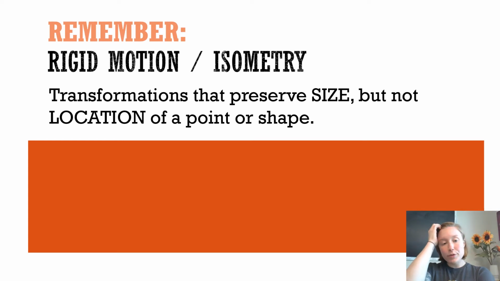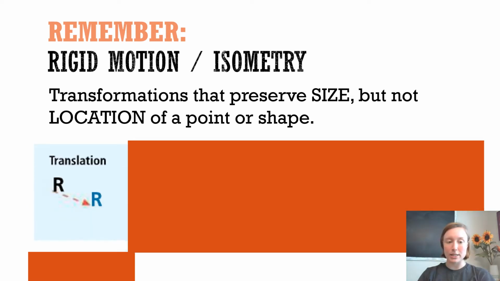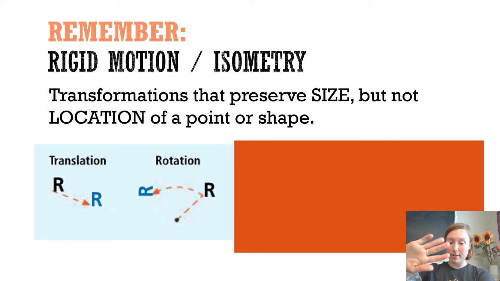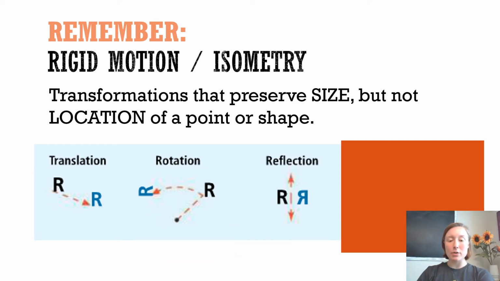So a little review from last week again. Remember we talked about a rigid motion, or an isometry, is a transformation that preserves the size, but not the location of a point or a shape, right? So it's staying exactly the same, but it's just moving around to different places. The ones we talked about last week are a translation, where it just shifts from one place to another, a rotation, where it is turning, and then a reflection, where it flips over a line.